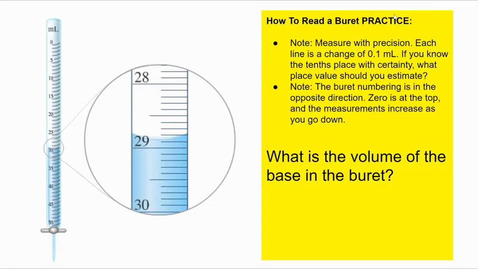I do want to note that it's very important that you read your burette accurately. Please remember that burette values increase as we go down the burette because they're delivering a substance. So if this is 28, this would be 28.5. This is 29. So take a minute, please, and read what's the volume of the base in the burette from this picture.